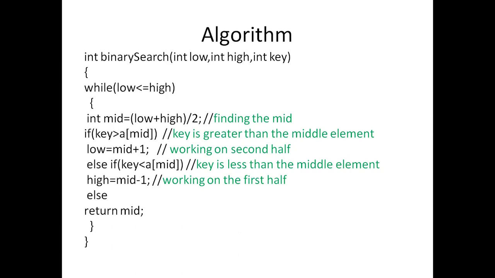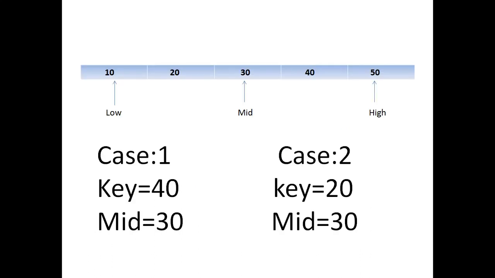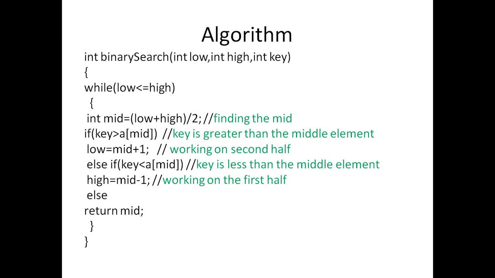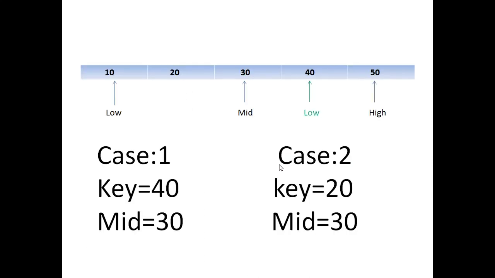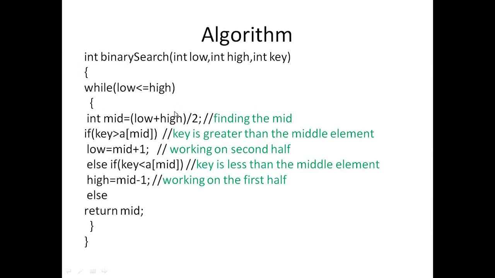Here we are checking whether key is greater than the middle element. So this is the case. In this case, low is updated to mid + 1. In this case, key is less than the middle element, so we are updating high to mid - 1. If key is neither greater nor lesser than the middle element, then what does it mean? Key is equal to the middle element. So, we are returning the value of mid.